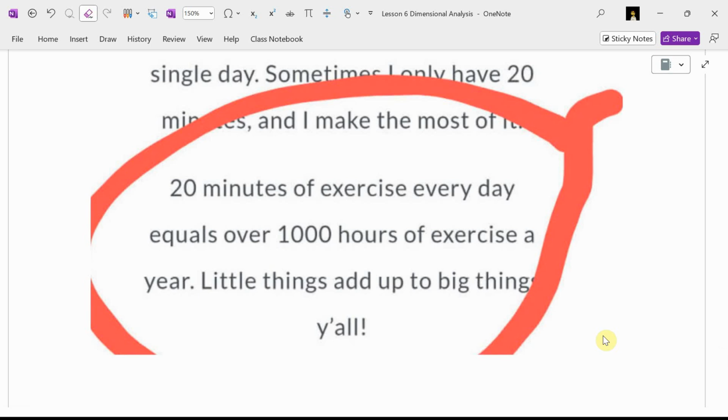Does it? Does it? Let's type into our calculator 20. That's every day. Let's multiply by 365. That'll tell us how many minutes in a year. That's minutes. How do I convert that to hours? Divide by 60. Does it add to 1,000? You know what they did? Again, they went 20 times 365, and they probably got an answer close to or above 1,000.